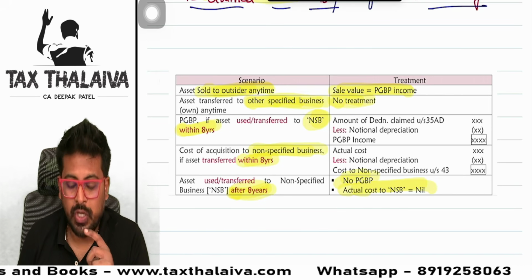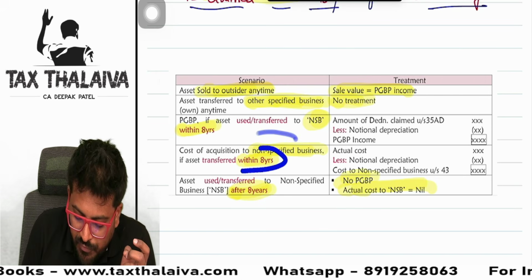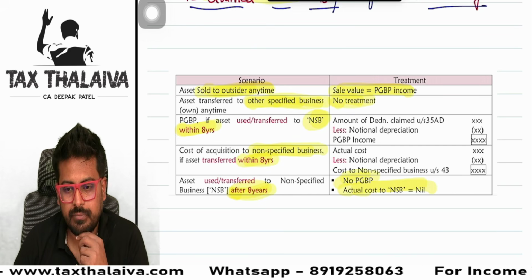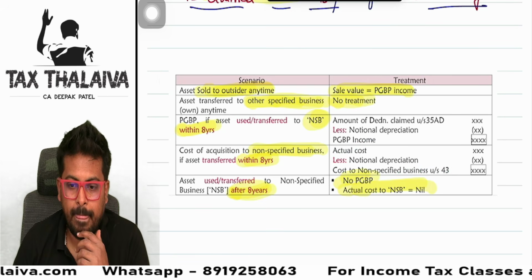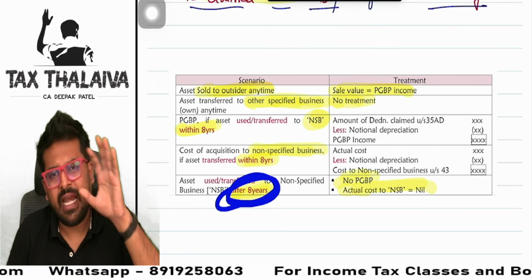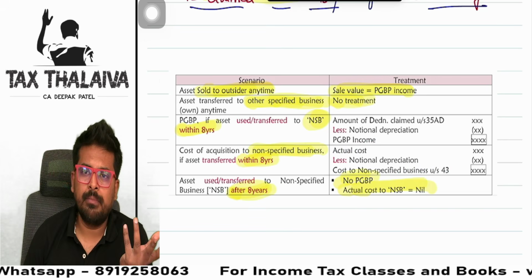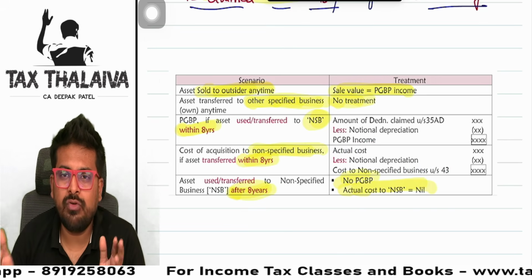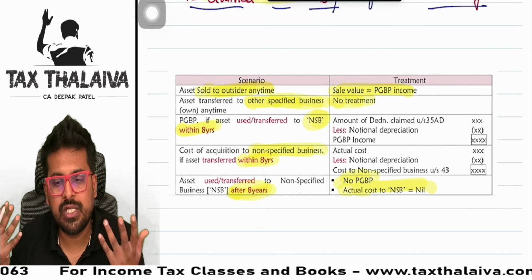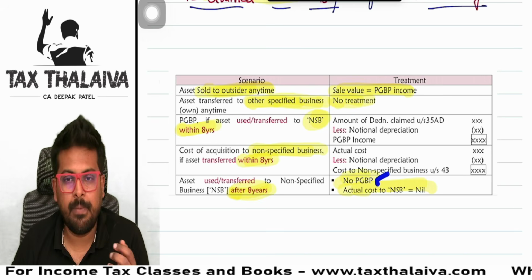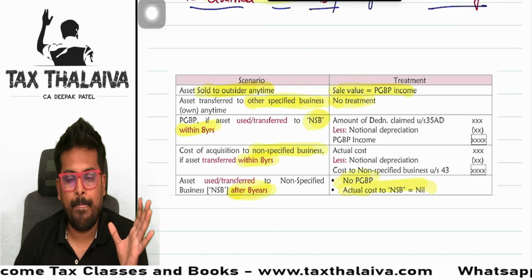If you transfer to a non-specified business within 8 years, as I just told you, you have to remove the notional depreciation. But if you transfer after 8 years, there is no problem, because you just must not sell within the lock-in period. After the lock-in period, if you sell, there is no problem at all. There is no PGBP income, absolutely.